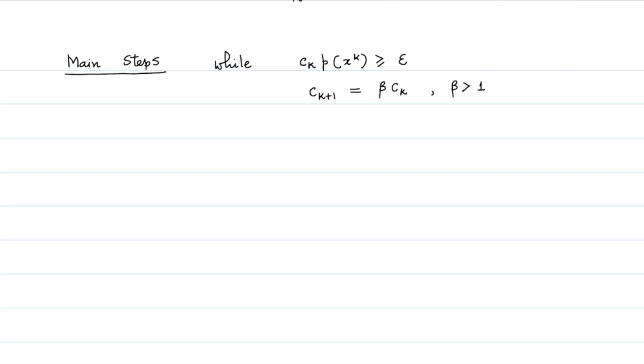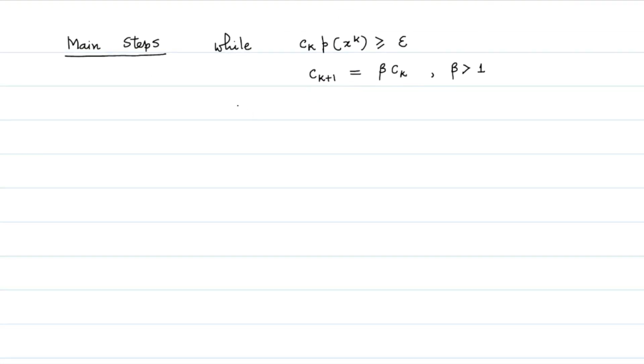Then with this C_{k+1}, we go for finding a solution x_{k+1} to the unconstrained problem: minimization of f(x) + C_{k+1} p(x). Then we increase the counter by 1 unit and again go for checking the stopping condition: check if C_{k+1} p(x_{k+1}) is less than epsilon or not.